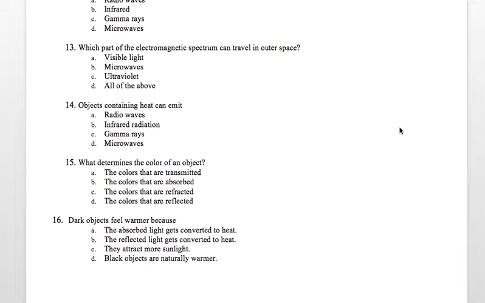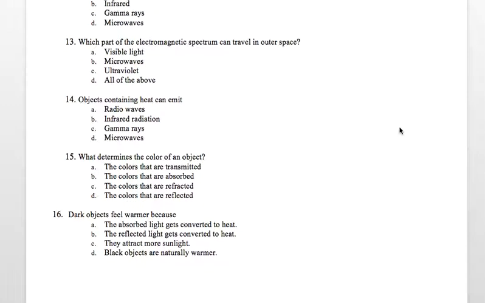Number 14, objects containing heat can emit A, radio waves, B, infrared radiation, C, gamma rays, or D, microwaves. Number 15, what determines the color of an object? A, the colors that are transmitted, B, the colors that are absorbed, C, the colors that are refracted, or D, the colors that are reflected.